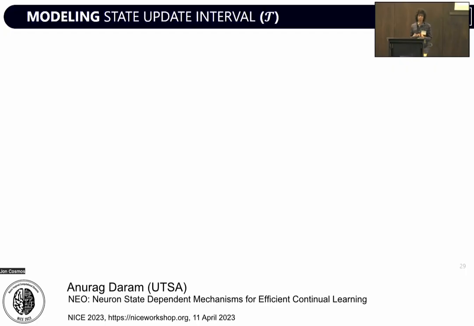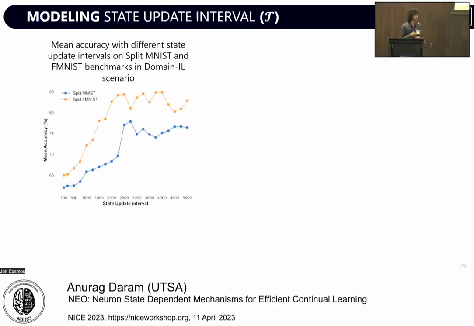And then the next part is I spoke about state update interval a lot, but how do we model the state update interval? So I tried to see how it affects the performance in both task IL and domain IL scenarios. In this plot, the y-axis is the mean accuracy and the x-axis represents the different state update intervals. This shows the mean accuracy I got for different state update intervals.